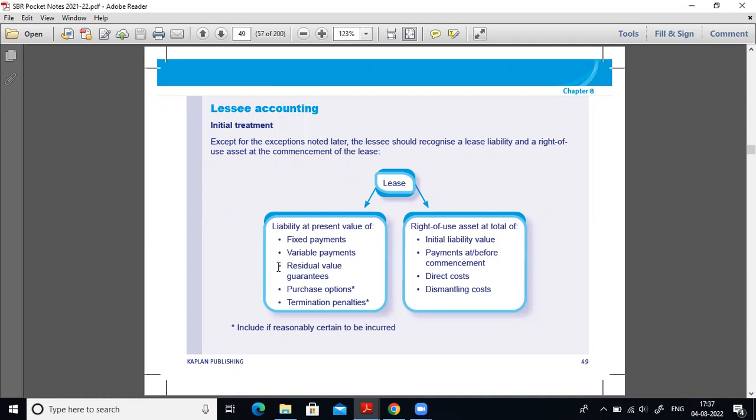What do you think? What does this residual value guarantee mean? Any idea about this? Now, residual value guarantee in the sense, who will give this residual value guarantee? I believe you understood my question.